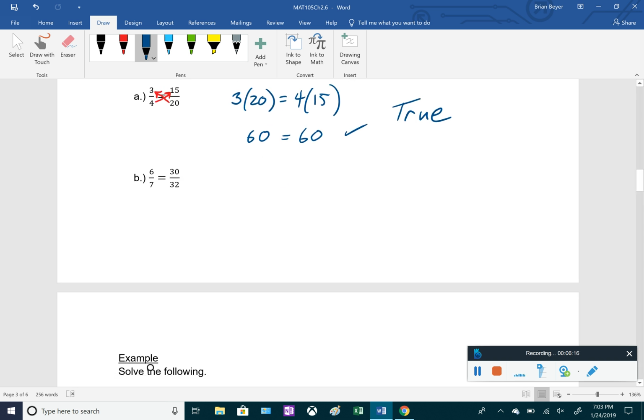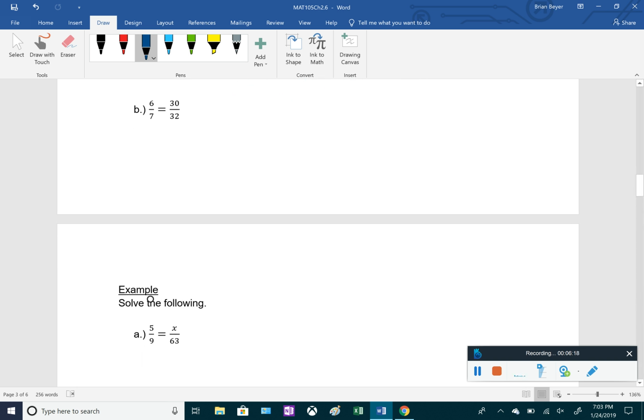So for the next one, for B, we have 6 over 7 equals 30 over 32. Maybe at first glance you can't necessarily tell if that's going to be true or not. So let's cross multiply. So that denominator over there, this one up here, it's going to be 6 times 32. And we want to see if that's equal to 7 times 30. So 6 times 32 is going to be 192.